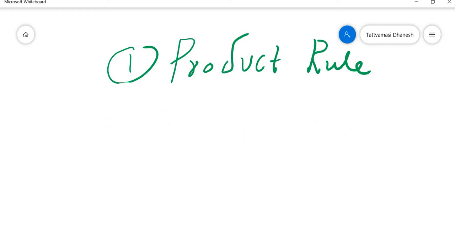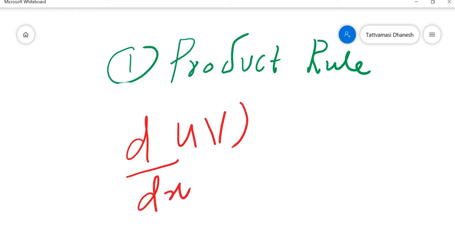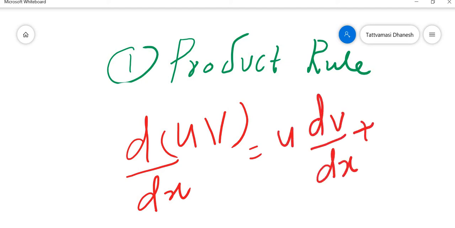This is the rule. The formula is d by dx of uv is u into dv by dx plus v into du by dx. So you need to find the derivative of a product.